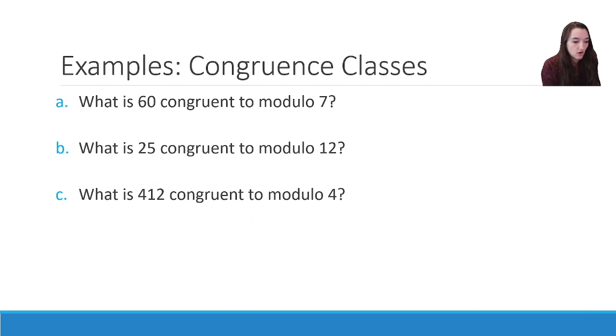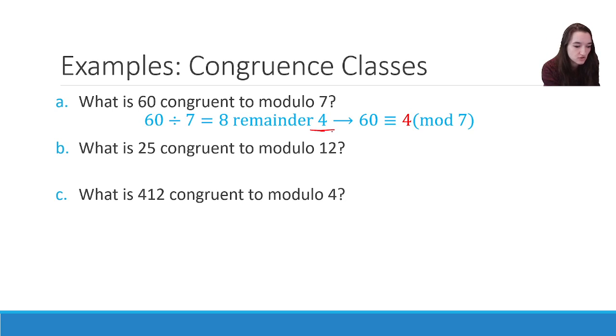All right, let's try again now without the table in front of us. What is 60 congruent to in modulo 7? To find this answer without the table, we take 60 divided by 7 and look for the remainder. How many 7s until we get to 60? 8 times 7 is 56, and then there's 4 left over until we get to 60. So we say the remainder is 4, so 60 is congruent to 4 mod 7.